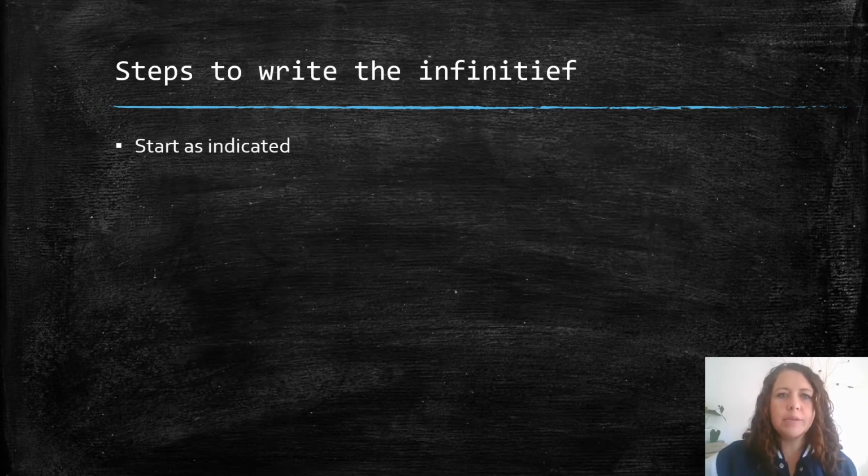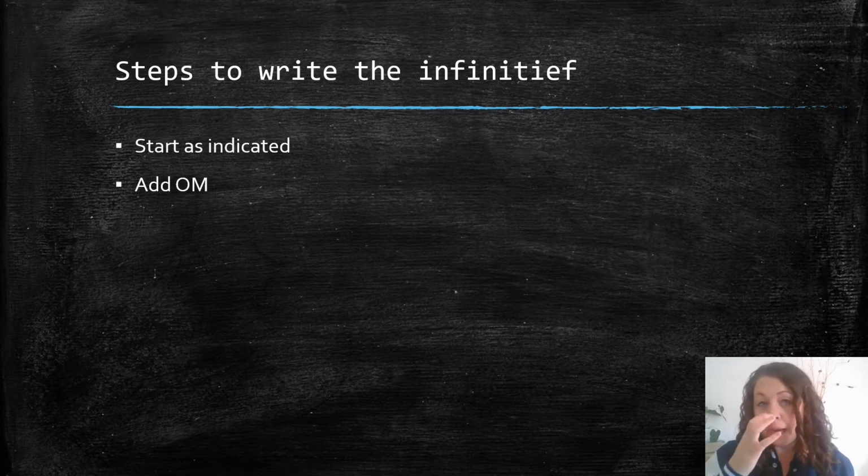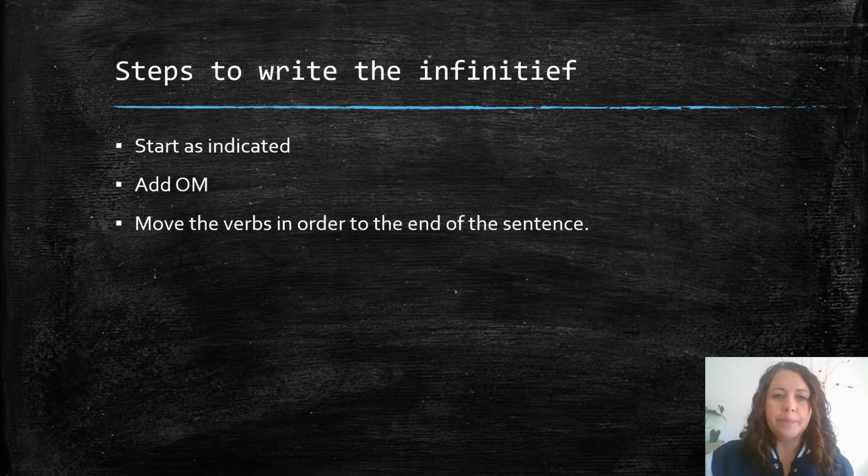Alright, and then steps to write the infinitive. So first you'll start as indicated. In other words, that part of the sentence that I give you, so you get the whole sentence and then I will say, die man hou daarvan om. That part. So you'll write that down. You'll add the te. For now in grade 10, I will still give you the om in your test and your exams.